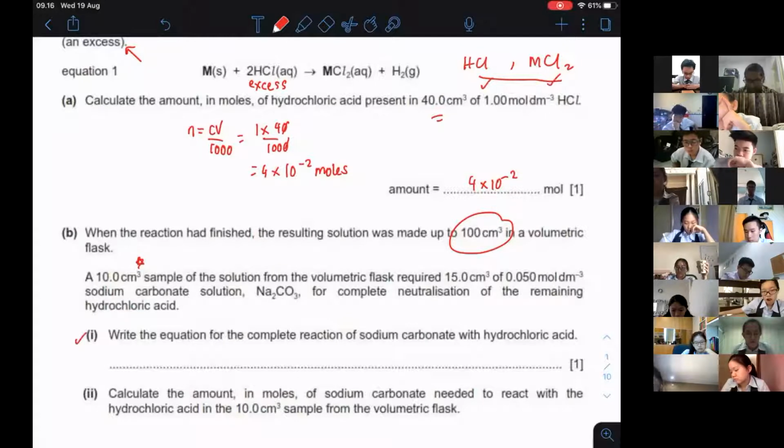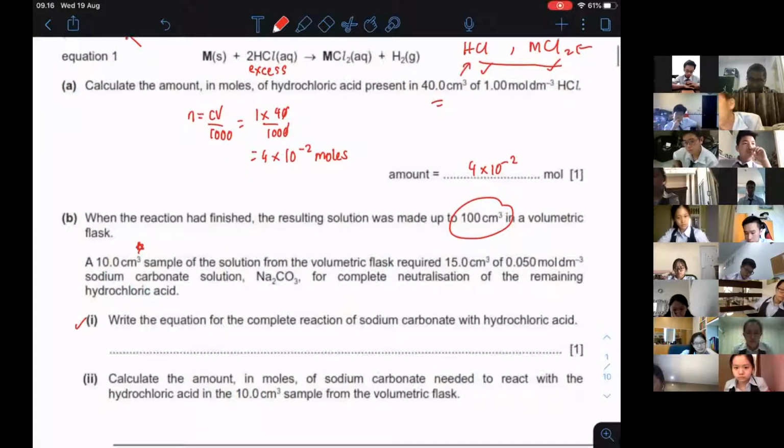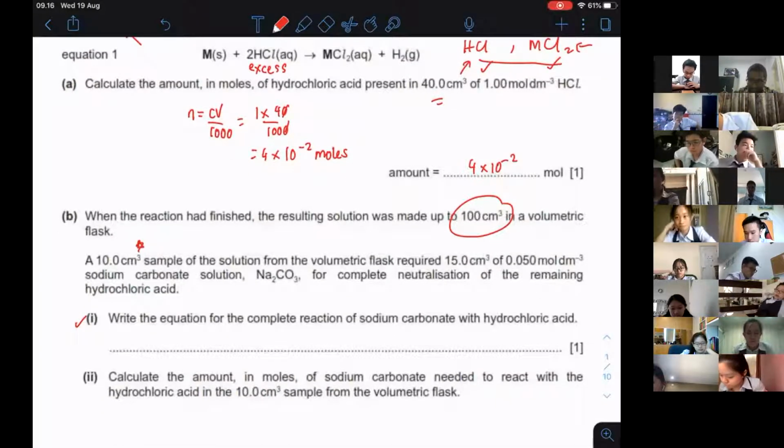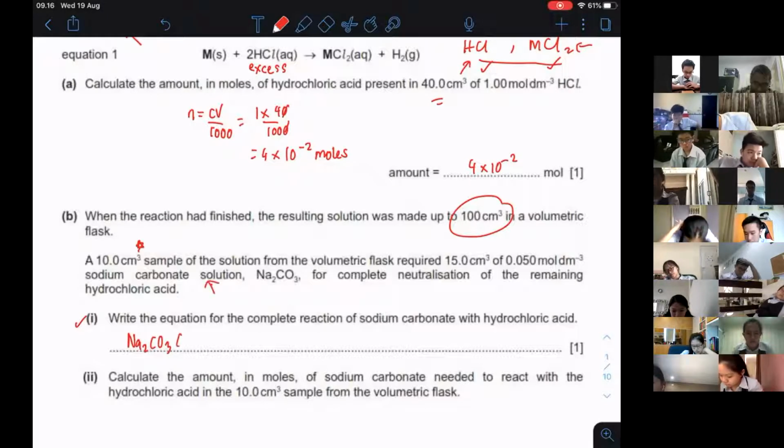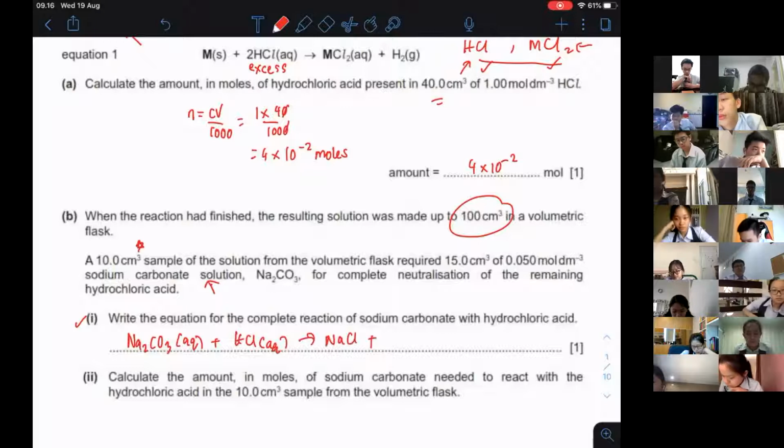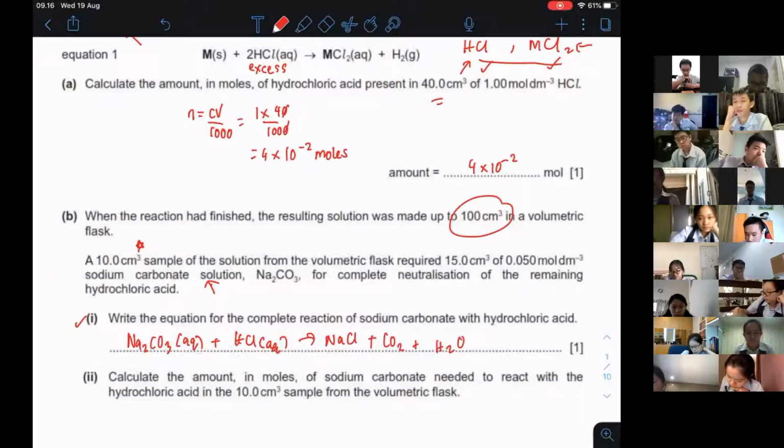Write the equation for the complete reaction of sodium carbonate with hydrochloric acid. They mean over here that they are going to ask you to ignore the MCl2. It means they are talking about HCl, the one that is going to react with the sodium carbonate. So writing the equation is quite simple. Sodium carbonate, Na2CO3, they say this one is going to be a solution, so aqueous, plus HCl, which must always be aqueous. You are going to get NaCl plus CO2 plus H2O. And then to balance, there's 2 there.